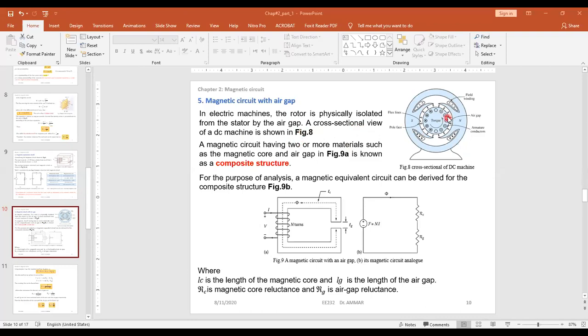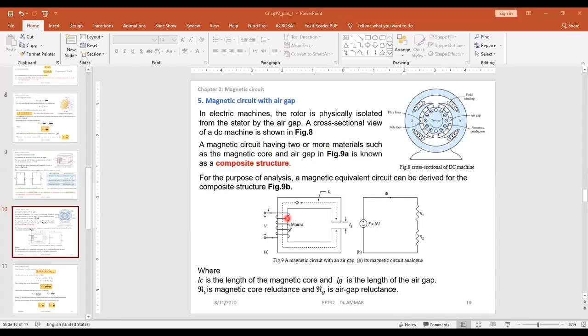Okay, so figure 8 shows a cross-sectional view of the DC machines. So this is the air gap of a DC machine. A magnetic circuit having two or more materials, such as the magnetic core and the air gap in figure 9, is known as a composite structure.